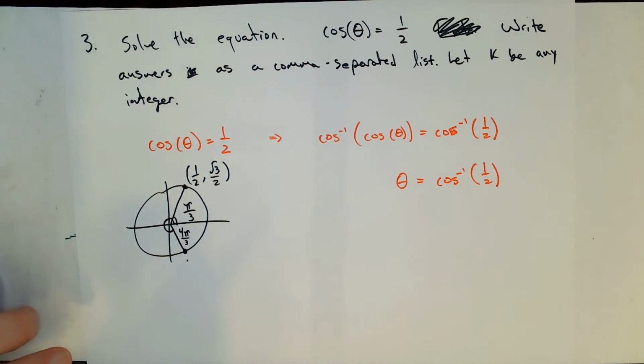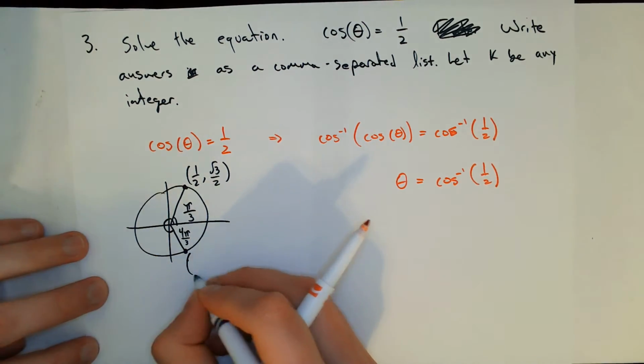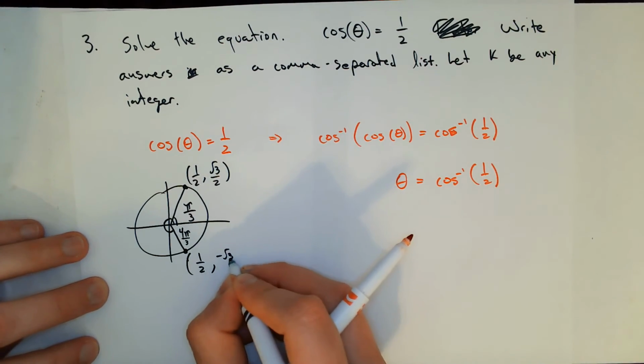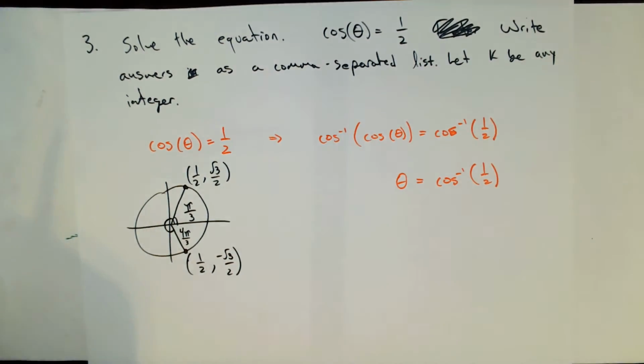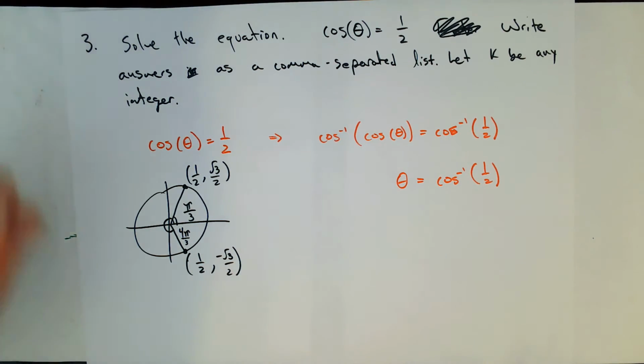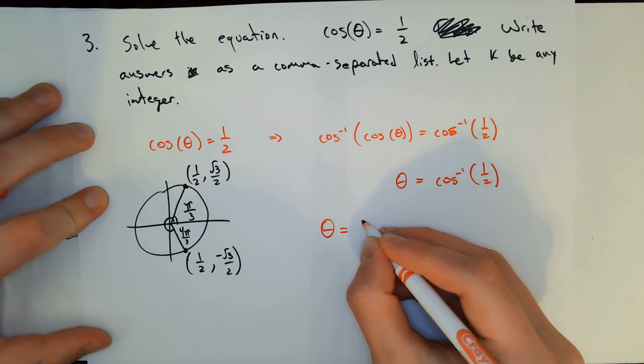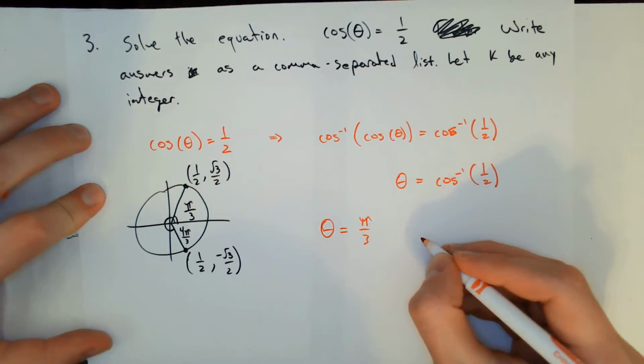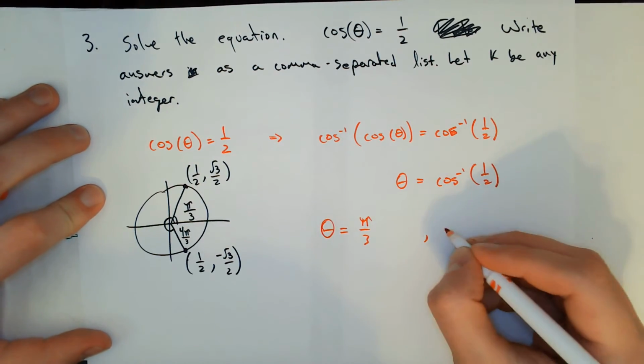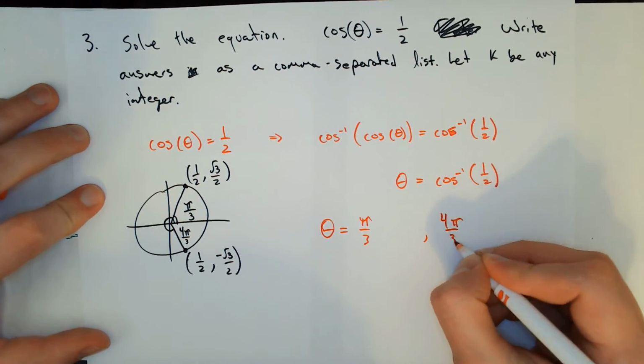And again, I'm not worried about going outside the range of this cosine inverse anymore, because I'm thinking about it as an operation and not a function right now. Okay, so my 2 base angle solutions are going to be pi on 3 and 4 pi on 3. So theta is going to be equal to, now watch how I write this, pi on 3, and then I'm going to leave some space, and then comma, and then 4 pi on 3, and then some space here.